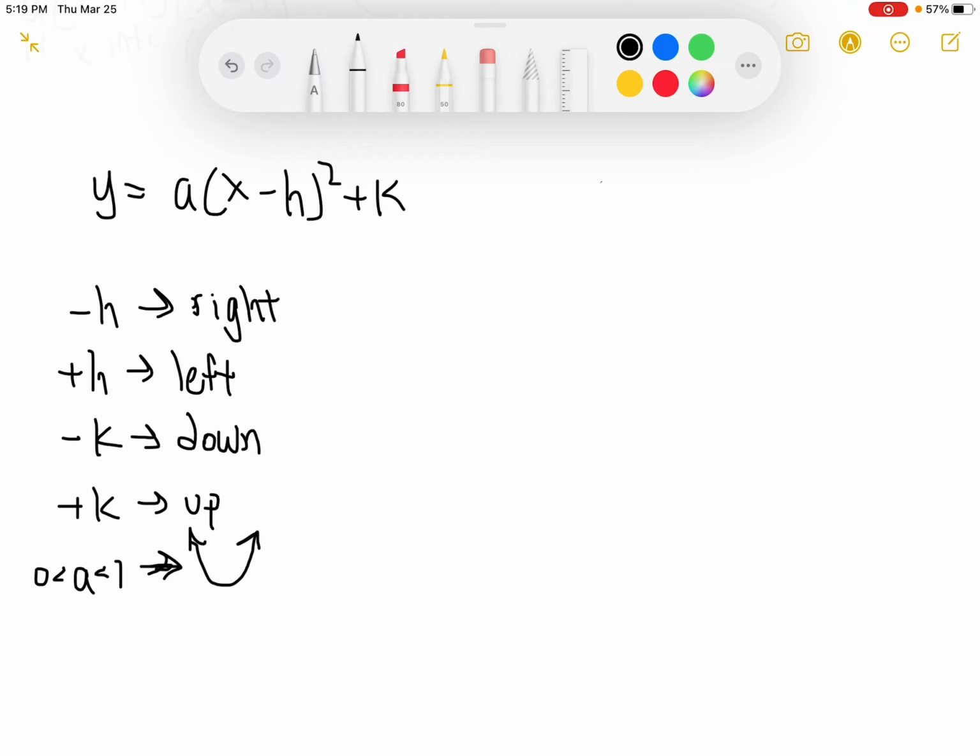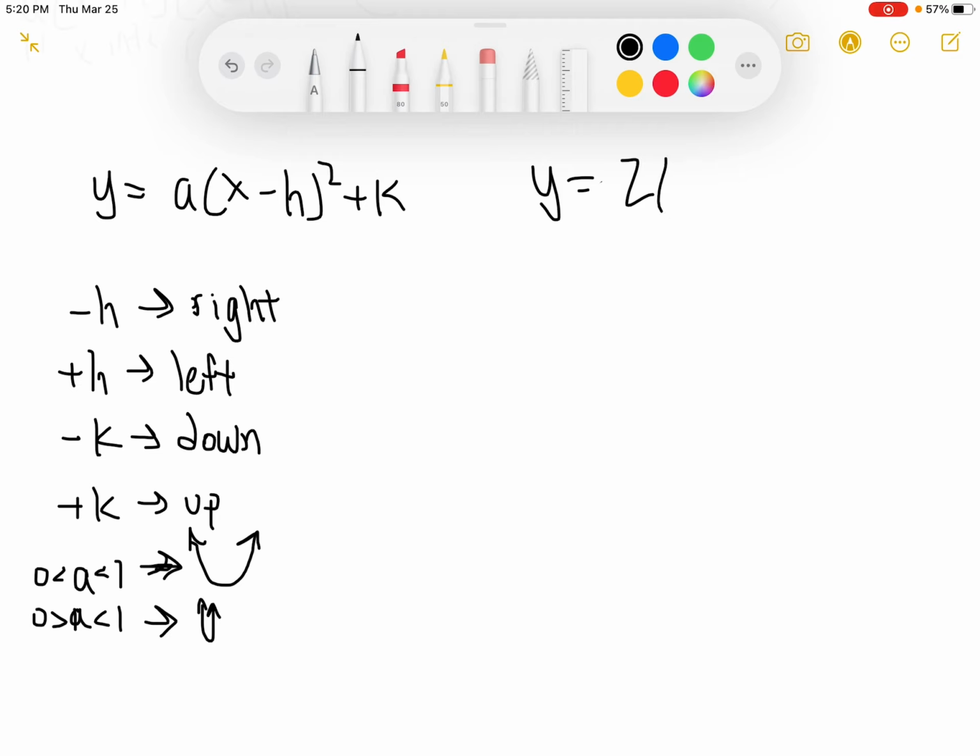But if it's less than 0 or greater than 1, then it's going to be kind of close together, like, I'm not going to split apart as much. So that's what that means. So we can use that to graph.